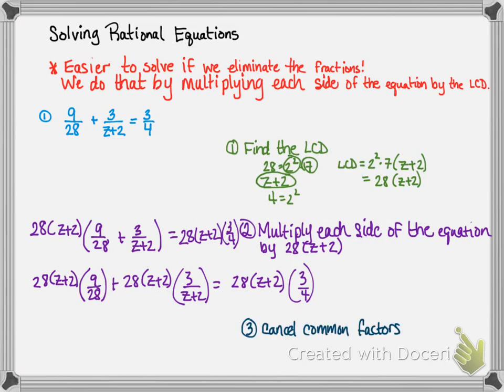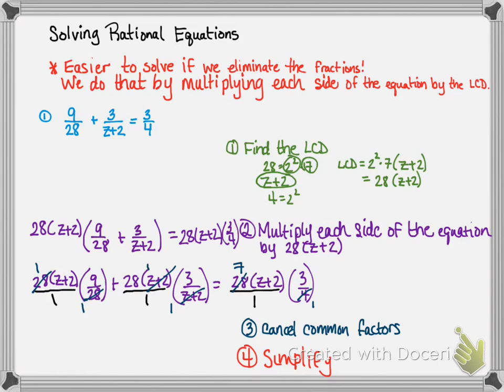Now we're going to cancel common factors. Remember, this LCD is in the numerator, so we can put it over 1 in all three of these places. So now, in this first expression, I can cancel the 28s. And in the second expression, I can cancel the z plus 2s. And on the right-hand side, I can cancel 4s. 28 divided by 4 leaves us with 7.